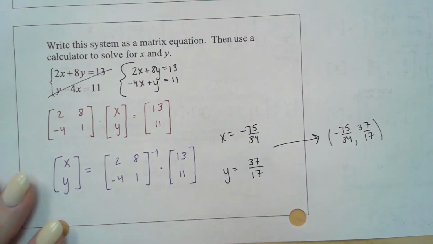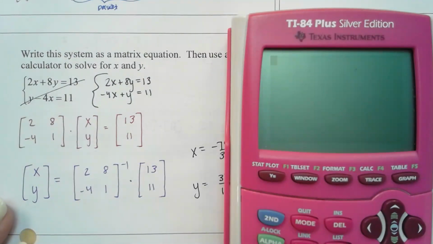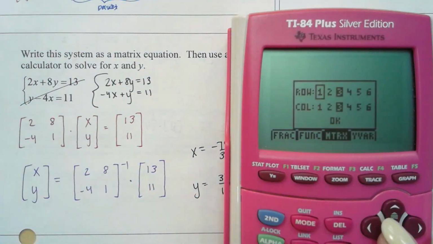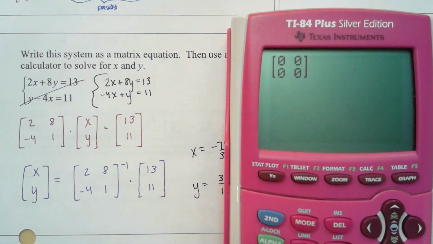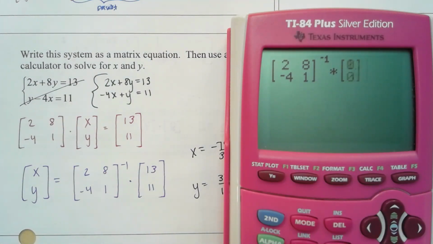Let's talk about using an 84 for that real quick before we stop. I mean, we're going to type in the exact same thing. So I'm going to have a 2 by 2. I'm going to fill in my numbers: 2, 8, negative 4, 1. I'm going to raise it to the negative first. Times, and now I need a 2 by 1, which is 13, 11.